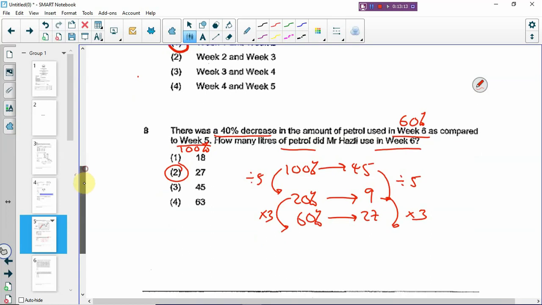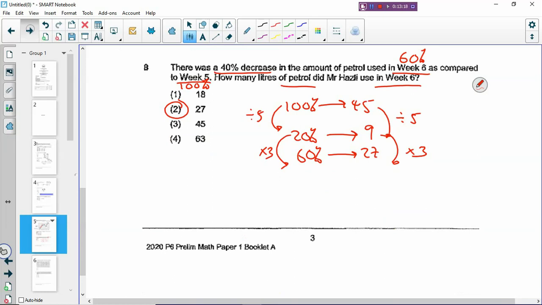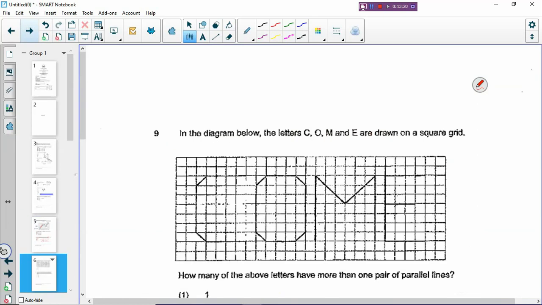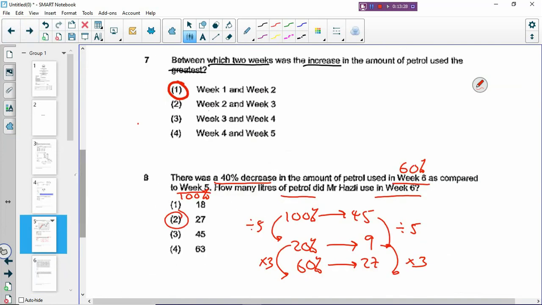Okay, now question number 9. And what do we have? Now in the diagram, let me just check the answer for number 8. Before we continue, let me just have a quick check to see that we are doing correctly. So question 8 answer is 2, yes.